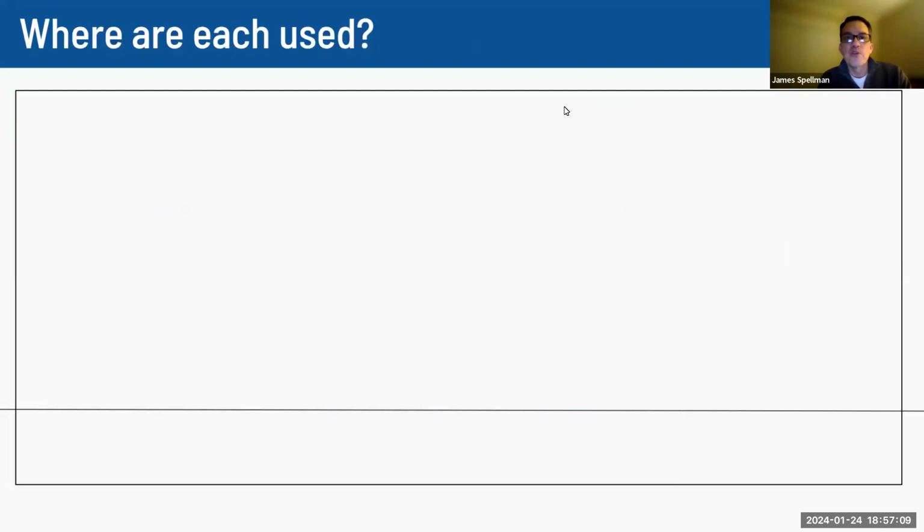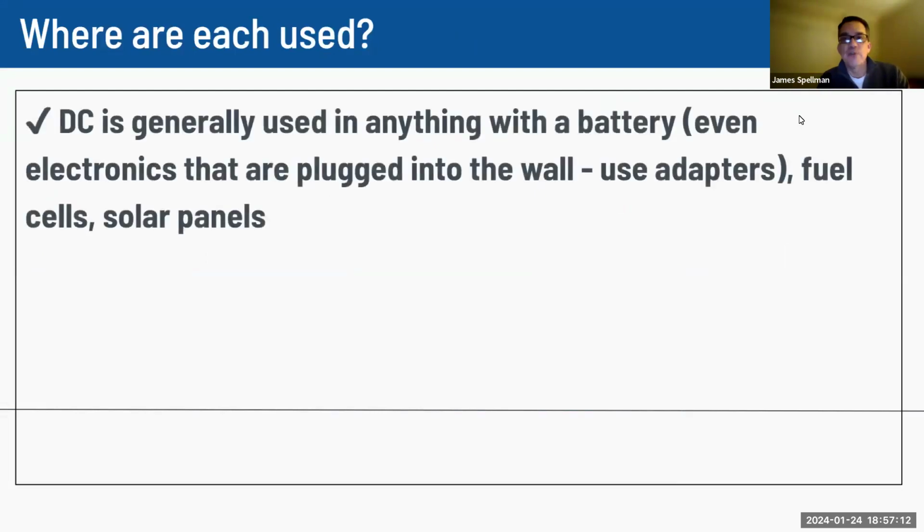Where do we use each of these? DC is going to be with anything that's got a battery. Now, we use a lot of things in our house that we plug into the wall, but they technically still have a battery, or they have some kind of an adapter that changes the current coming from the wall into a direct current.